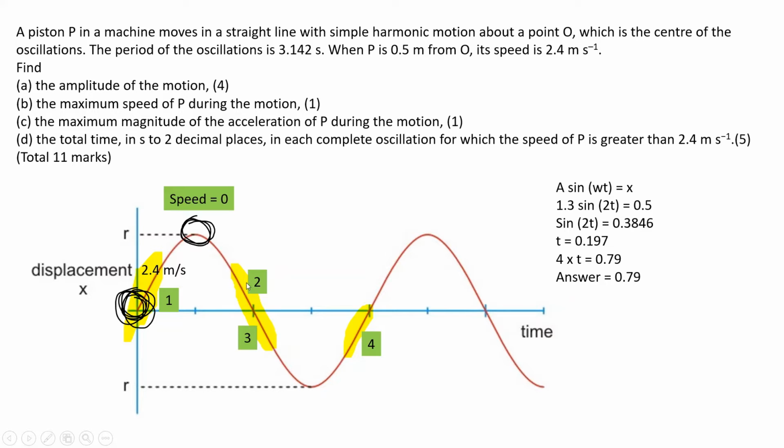Those are the times when it is greater than 2.4 meters per second. And you end up with getting the same as 0.79.